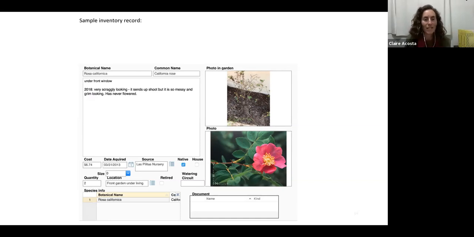You go down to the date, and it was planted in 2013. This really gives you the long perspective of, oh, something's up with this plant. It's not flowering, it doesn't look very good, and here's the photo. This would really help you make a plan for dealing with it. Potentially it's in the wrong spot.